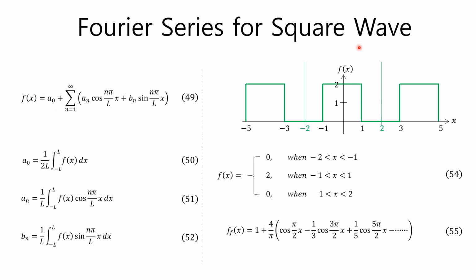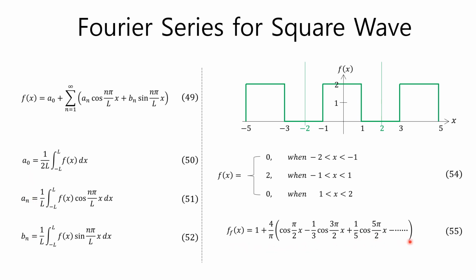Additionally, the square waveform in the picture is symmetrical about the f(x) axis, which is the line x equals 0. In trigonometric functions, the function that is symmetric about the f(x) axis is the cosine function, so we can see that the Fourier series can be expressed as a cosine series without a sine series. By substituting equation 54 of the square wave into equations 50, 51, and 52 of the Euler formula to obtain A0, An, and Bn, we can obtain the result of equation 55.